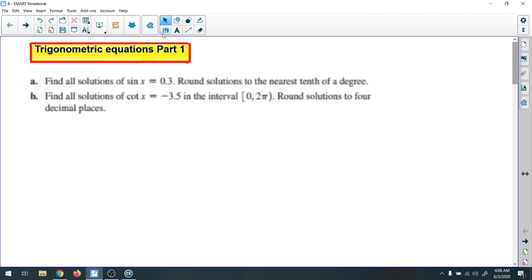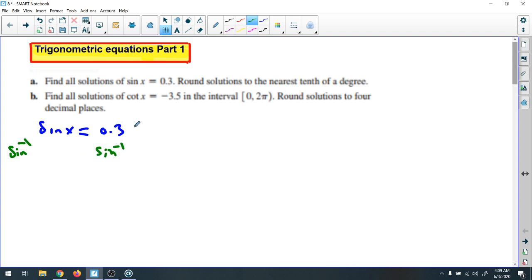So first question, sine x equals 0.3. So our target is to find x. To eliminate sine, we're going to bring sine inverse to both sides here. So sine inverse, and here is sine inverse. We'll bring down sine x here, equals sine inverse sine of 0.3, arc sine of 0.3.